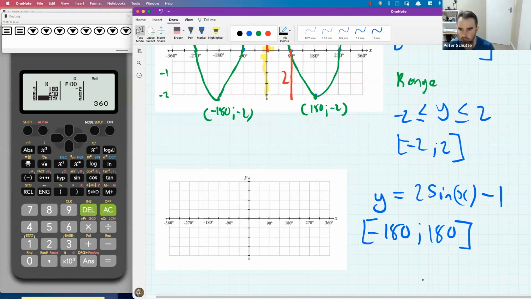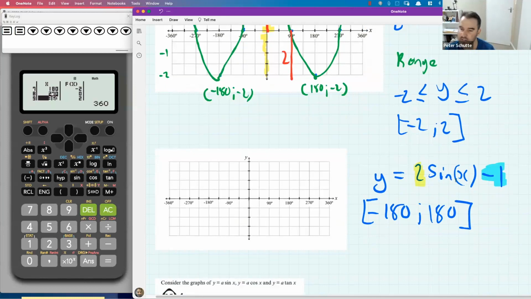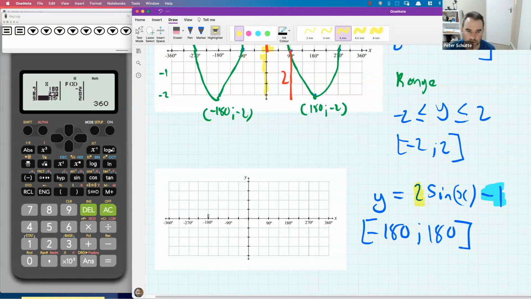So using the skills that you've learned so far, I want you to draw the graph of 2 sine x minus 1, which seems to have had its amplitude changed to 2, which is a vertical stretch upwards, but there's also been a vertical shift downwards. And the question is, what will the final graph look like when you draw it in the domain minus 180 to plus 180? Over to you guys. Give it a go, guys.